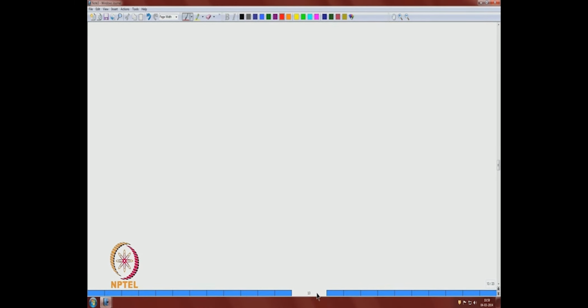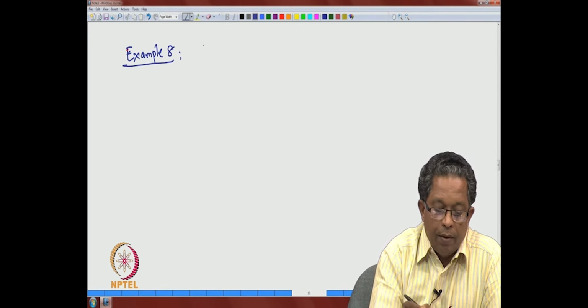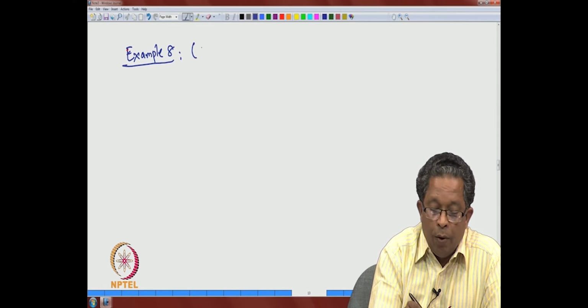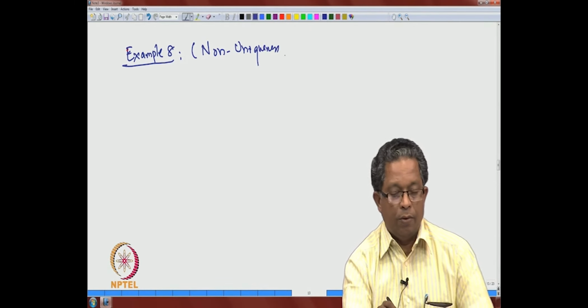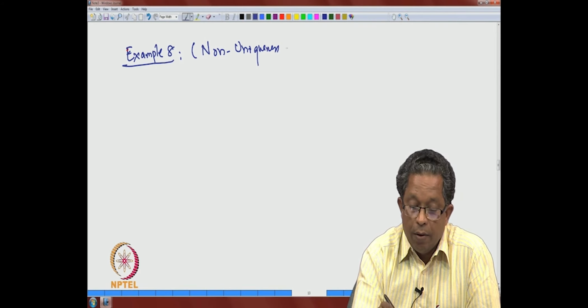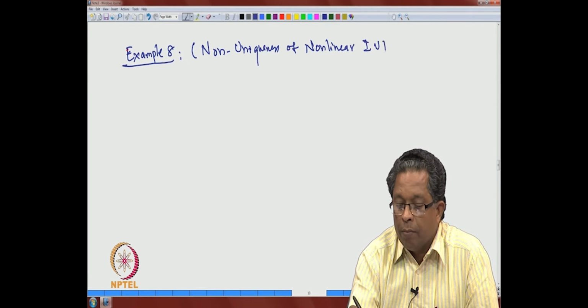Now, looking at another example, call it example 8. Here, non-uniqueness of a nonlinear initial value problem.